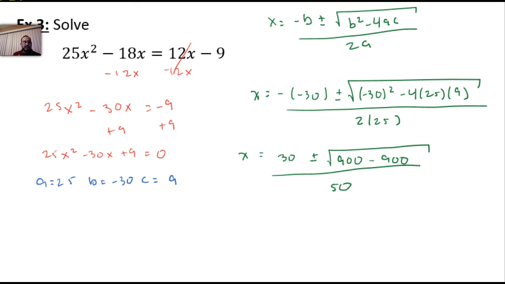Well, the beautiful thing about this is that 900 minus 900, that goes away to 0. So what I am left with is 30 over 50, which just reduces to 3 over 5. And we just have one root in this case.